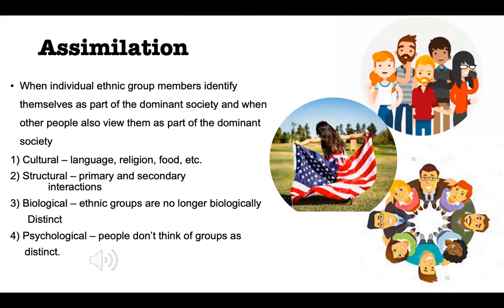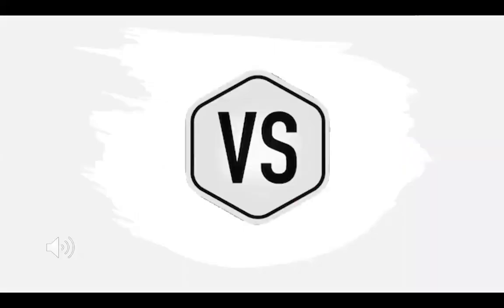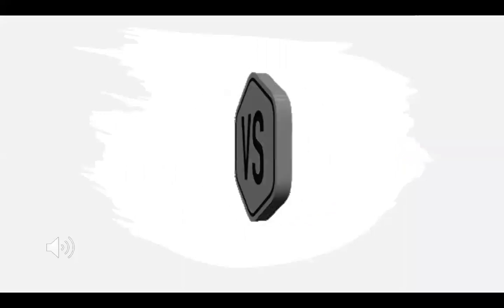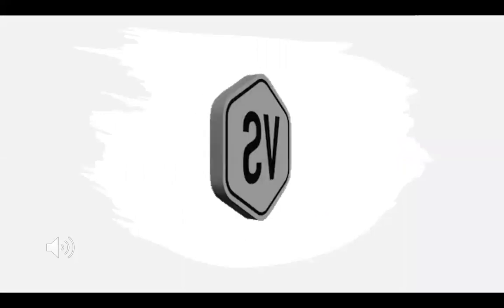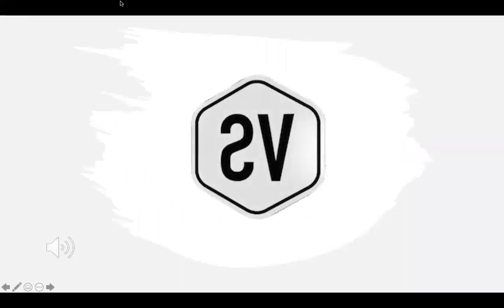psychological, as in people don't think of groups as distinct. They're not different, they're the same. We are assimilated to the dominant group. We are part of the dominant group. That's what assimilation means. So we're going to take assimilation and compare it to that of pluralism.